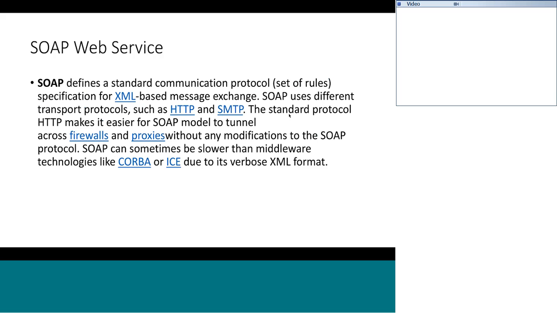So let's go into more detail now on what a SOAP web service is. SOAP defines a standard communication protocol, a set of rules and specifications for an XML-based messaging system. SOAP uses different transfer protocols such as HTTP and SMTP. The standard protocol of HTTP makes it easier for SOAP models to tunnel across firewalls and proxies without any modifications to the SOAP protocol. SOAP can sometimes be slower than middleware technologies like CORBA or ICE due to its verbosity and XML format.